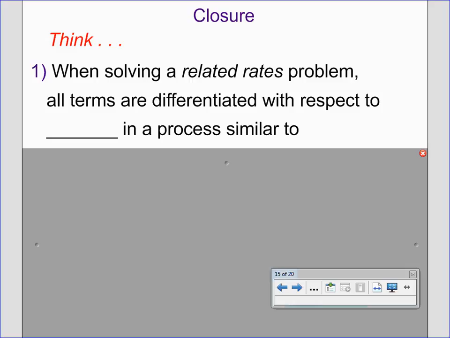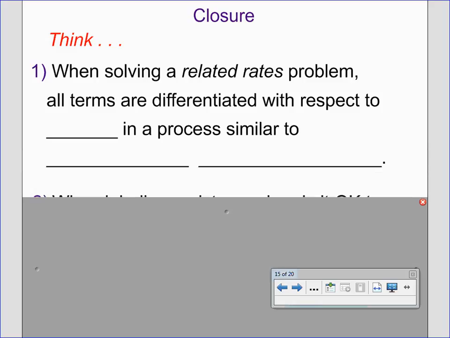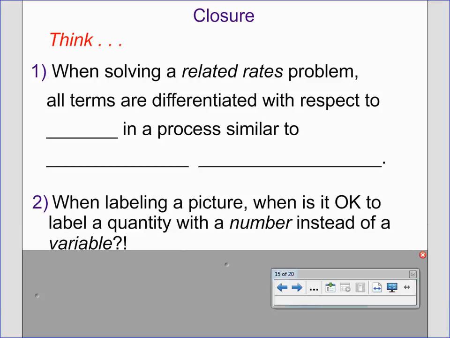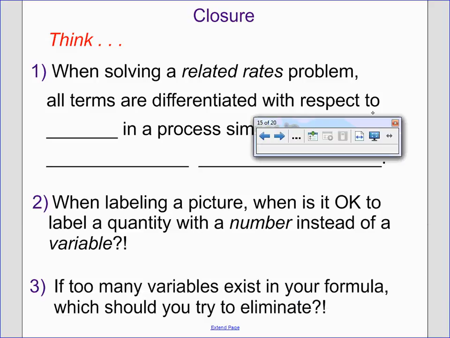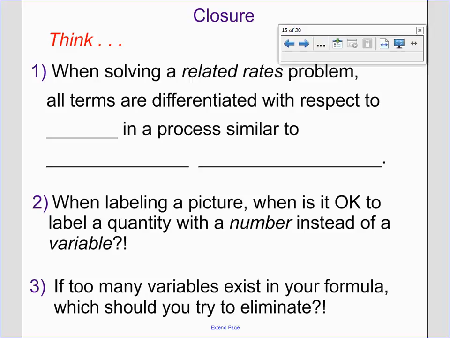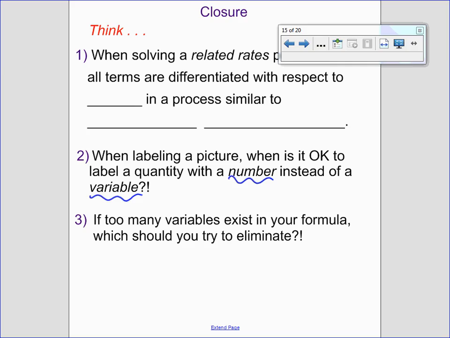Don't say it out loud, just write it in. When solving a related rates problem, all terms are differentiated with respect to blank in a process similar to blank blank. When labeling a picture, when is it okay to label a quantity with a number instead of a variable? That's very important. And if too many variables exist in your formula, which do you try to eliminate? Think about which ones we need.